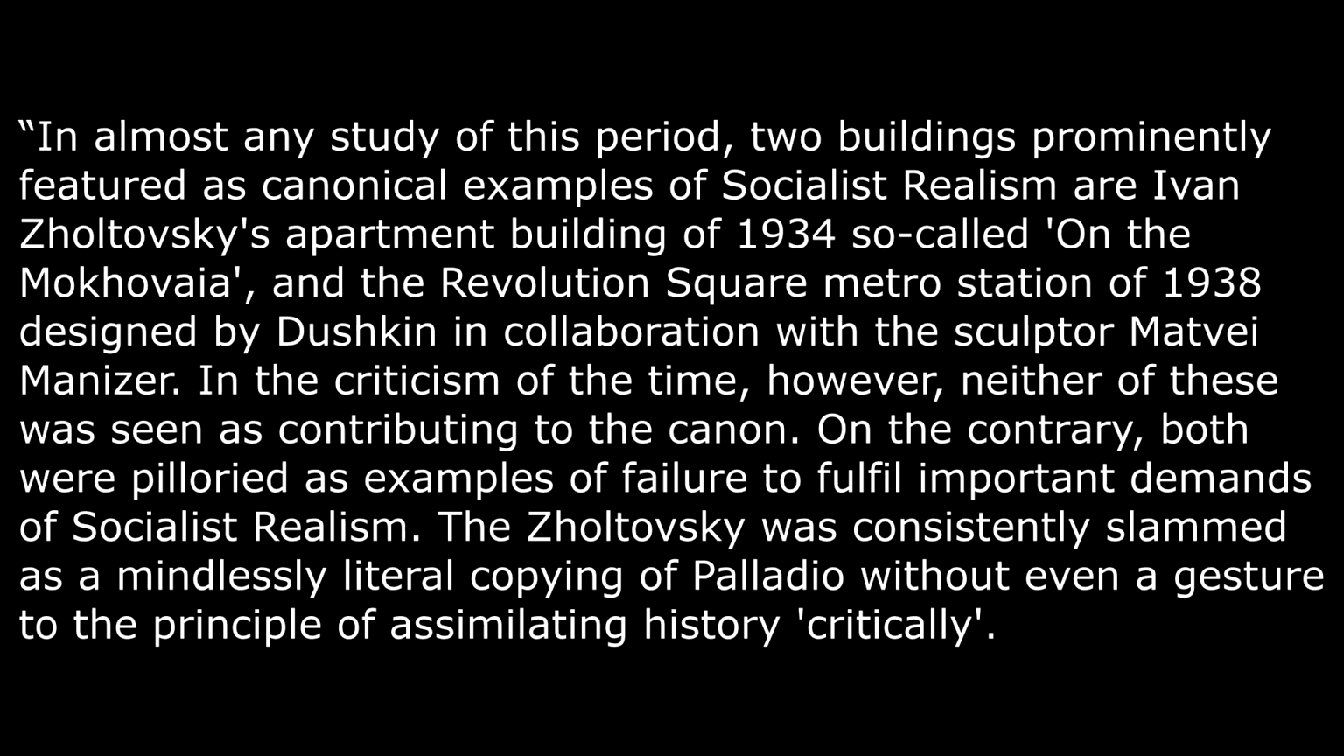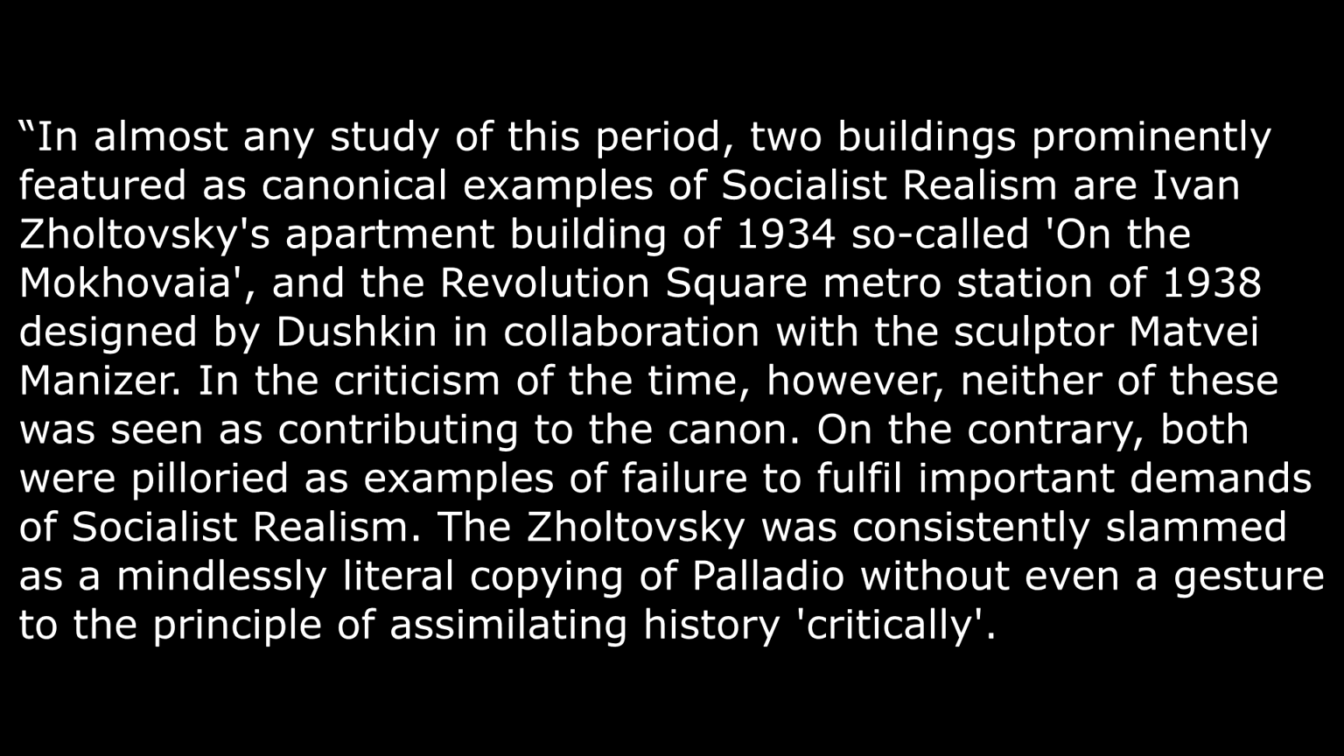So Cooke writes, quote, in almost any study of this period, two buildings prominently featured as canonical examples of socialist realism are Ivan Zholtovsky's apartment building of 1934, so-called on the Mokhovaya, and the Revolution Square metro station of 1938, designed by Dushkin in collaboration with the sculptor Matvei Manizer. In the criticism of the time, however, neither of these was seen as contributing to the canon. On the contrary, both were pilloried as examples of failure to fulfill important demands of socialist realism.